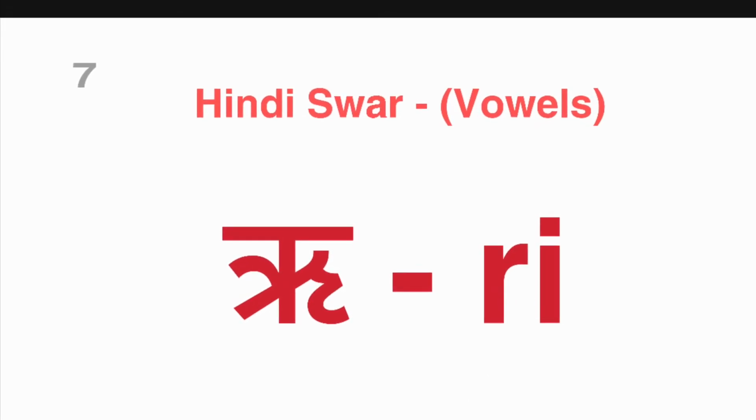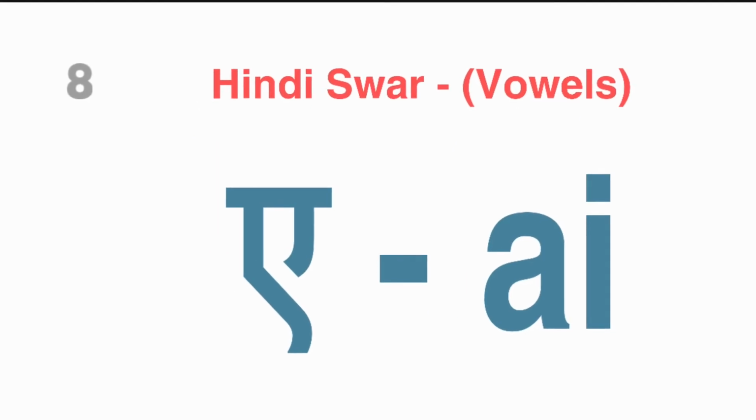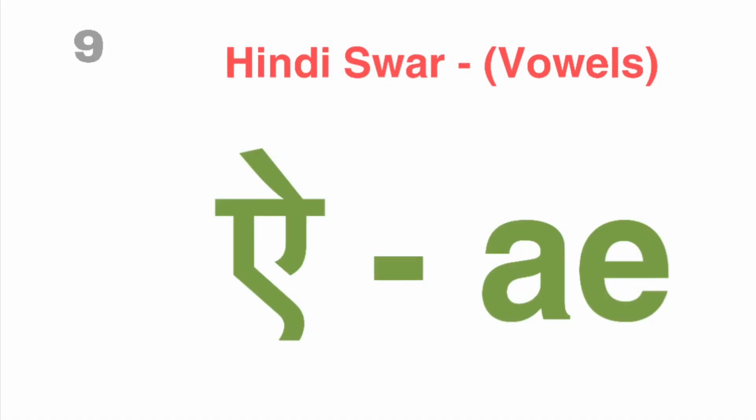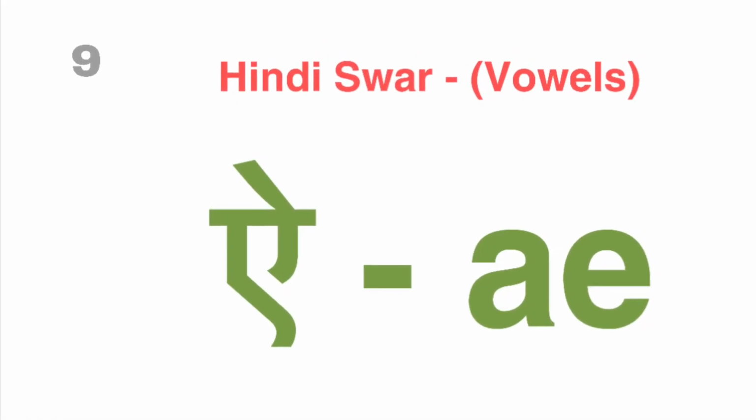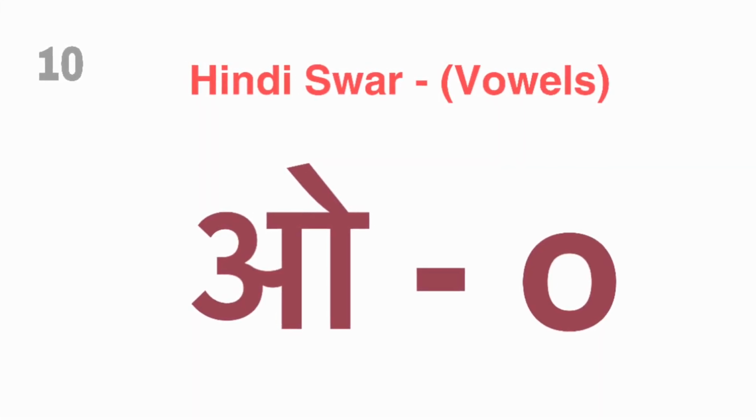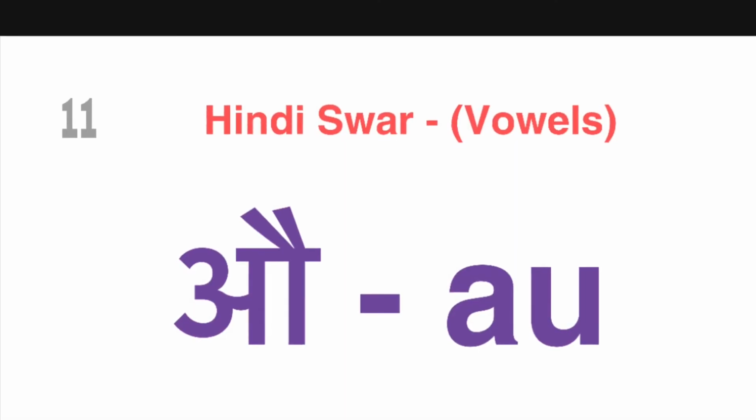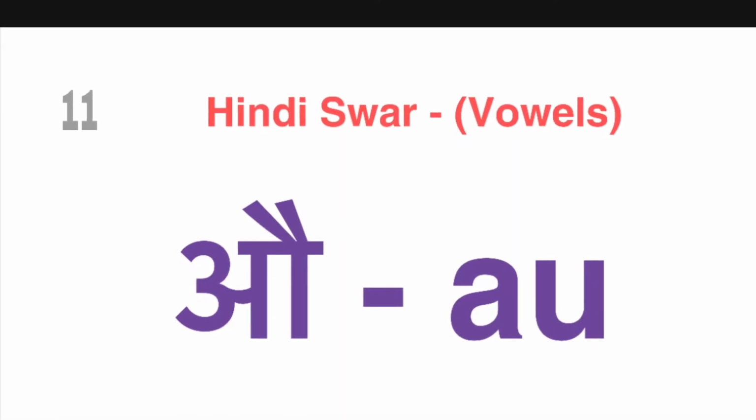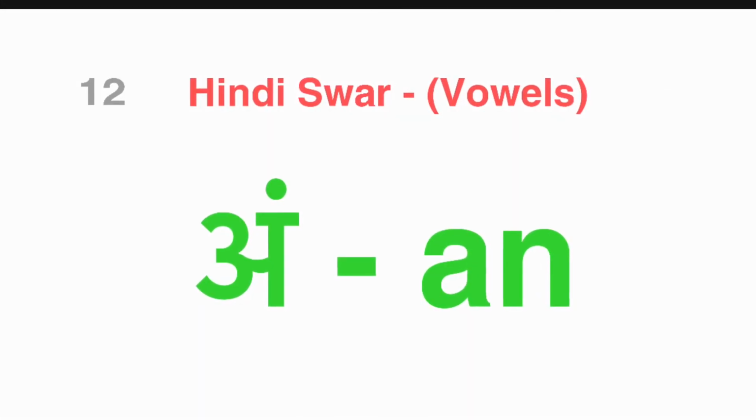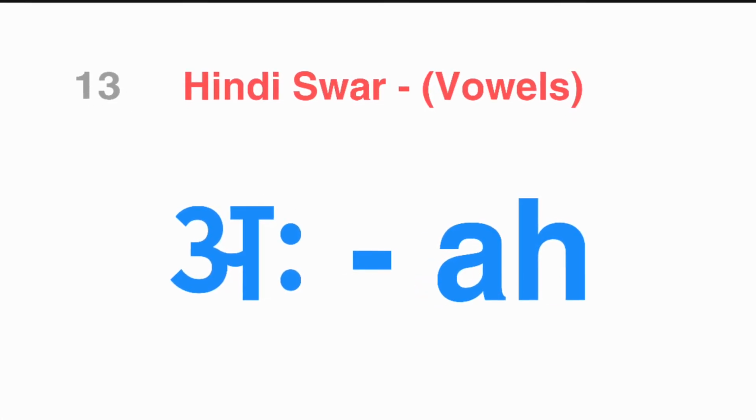The next swar is Ri. The next swar is A. The next swar is A. The next swar is O. The next swar is O. The next swar is Ang. The next swar is Eh.